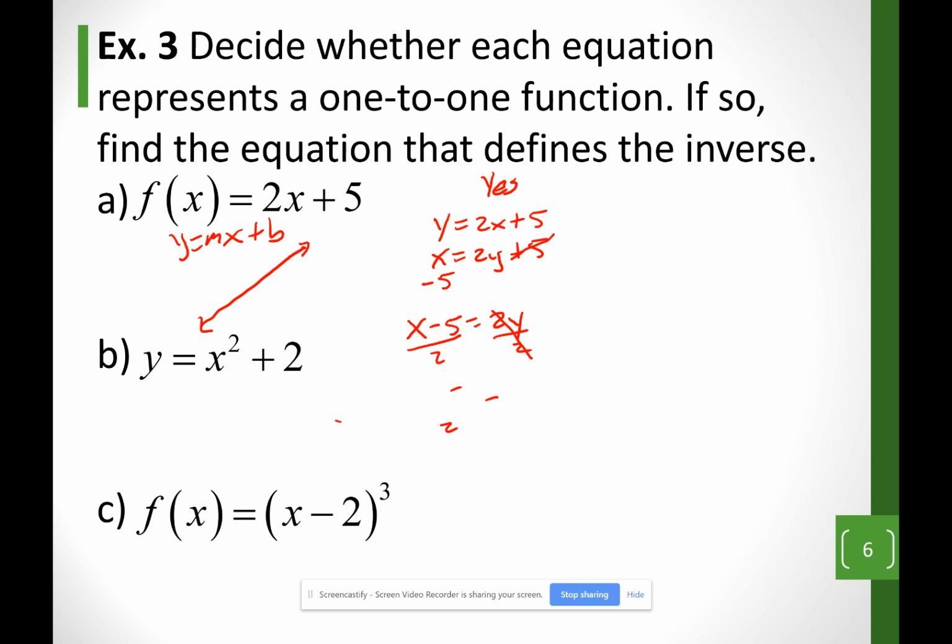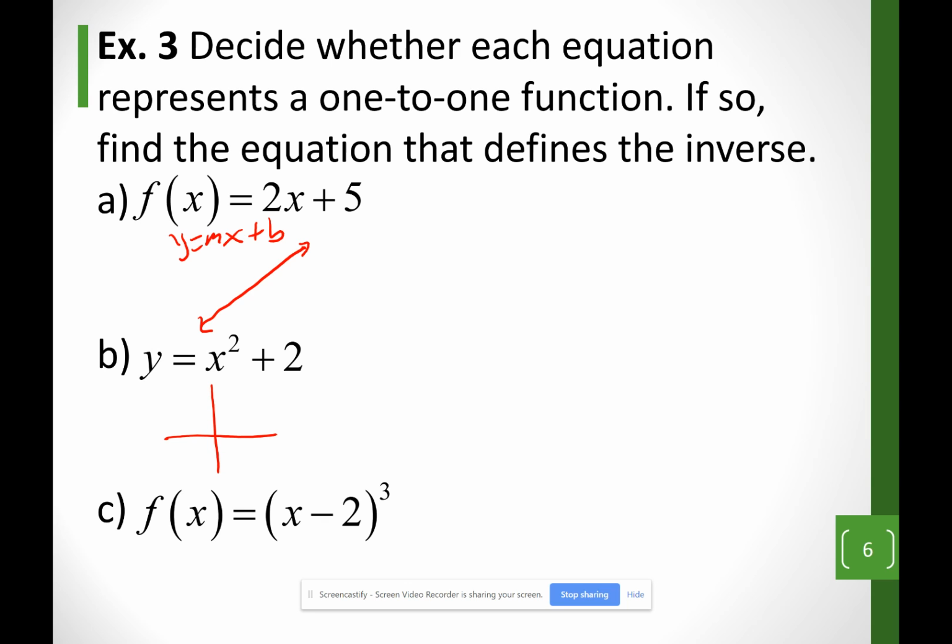Now, let's take a look at example B. Example B, y equals x squared plus 2. We just worked that in the previous chapter. That looks like a parabola open up. I can do a horizontal line test, and I cross my figure more than once. So this is not a one-to-one function. So it says decide whether each equation represents a one-to-one function. I'll say no. Example B is not a one-to-one function. If so, find the equation that defines the inverse. I'm not going to find the inverse because it's not a one-to-one function.